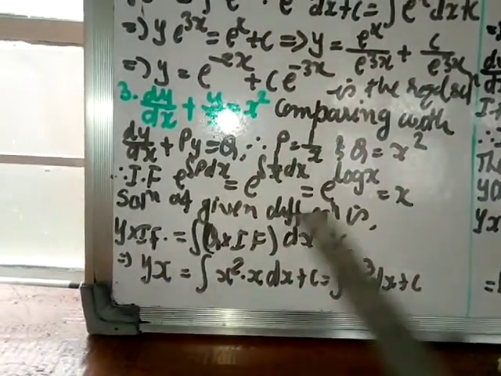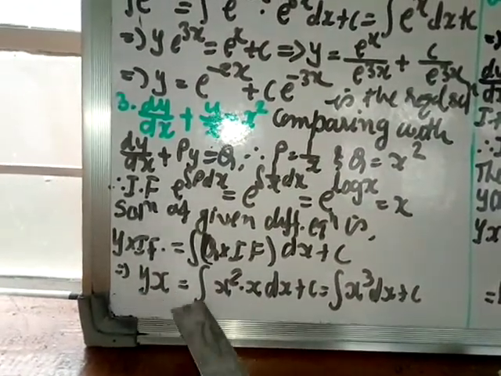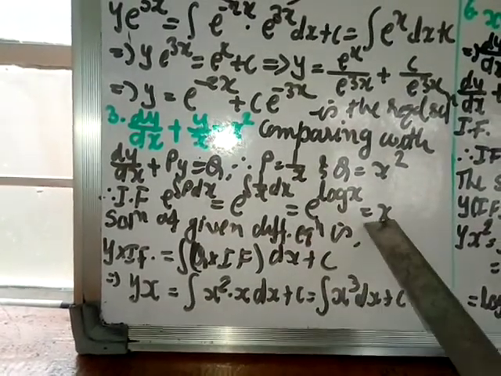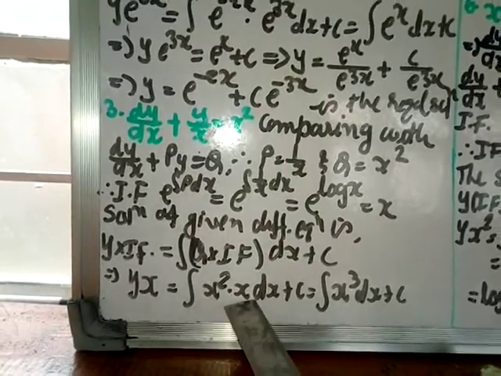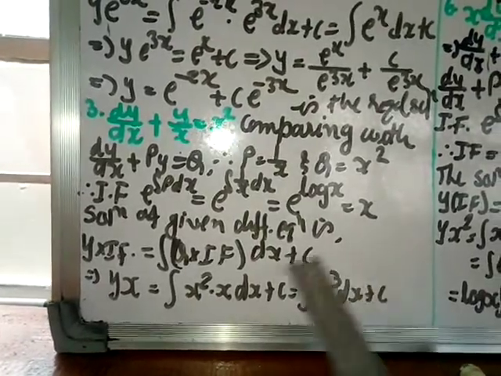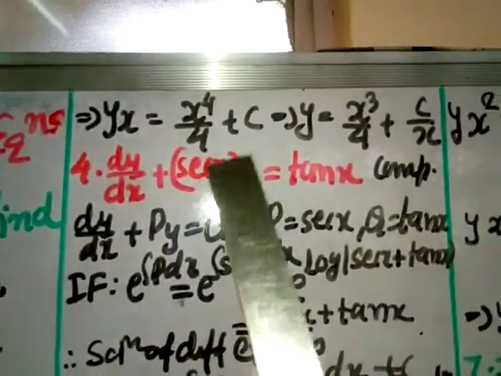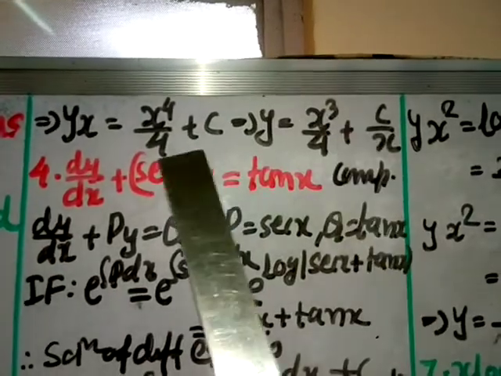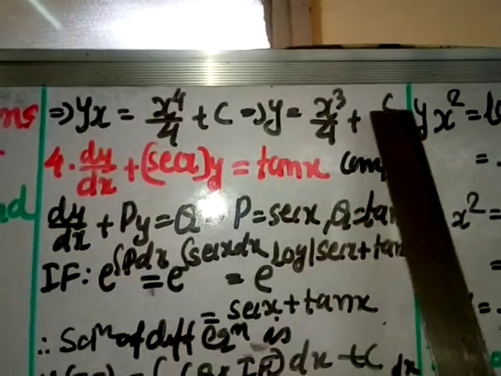So integrating factor is x, I put the value: y into x is equal to q, which you have taken as x square, and integrating factor is x, so x dx, so x into x square gives you x cube dx plus c, and integral of x cube is x power 4 divided by 4 plus c. If you transfer x here, you get y is equal to x cube by 4, because 1 x will cut and here remains c by x.